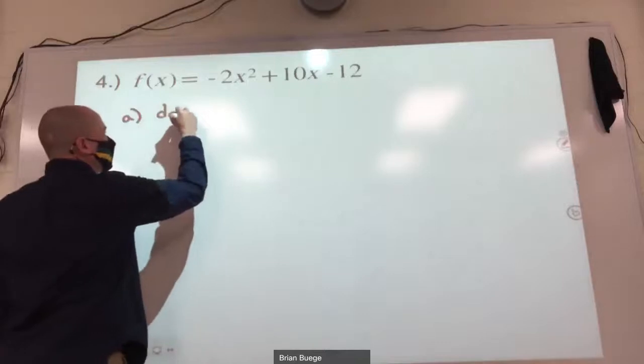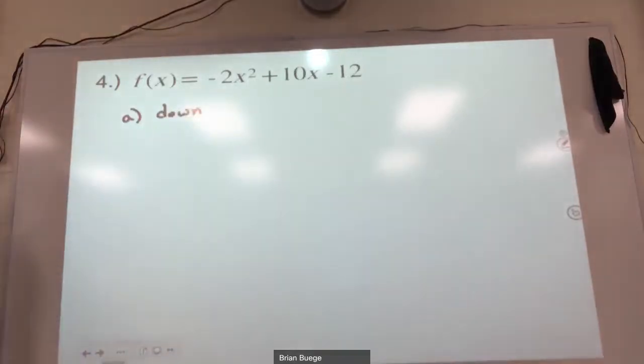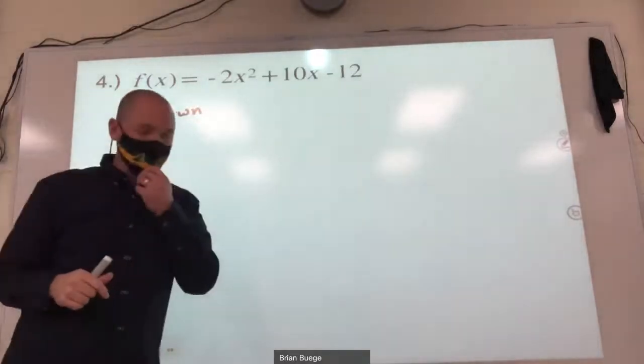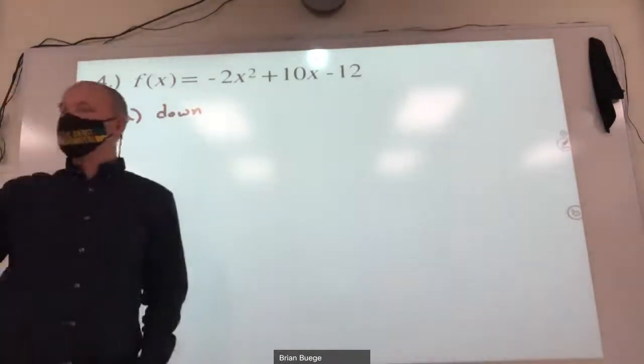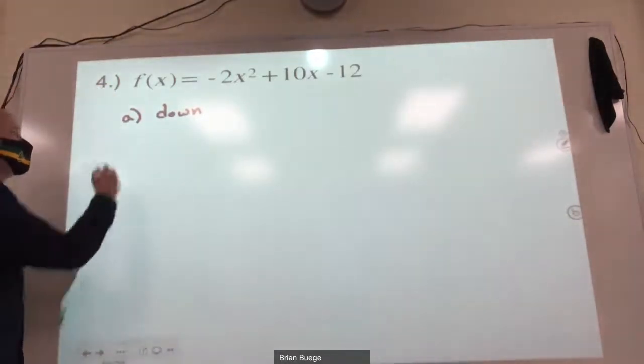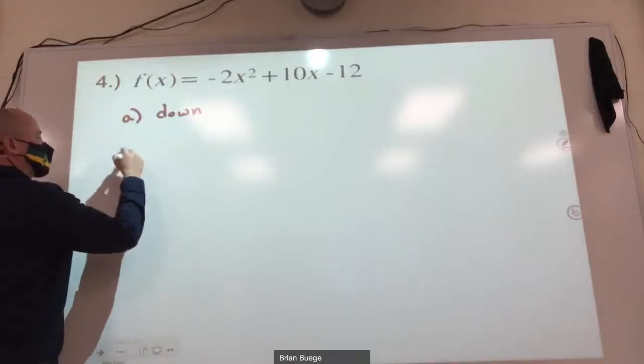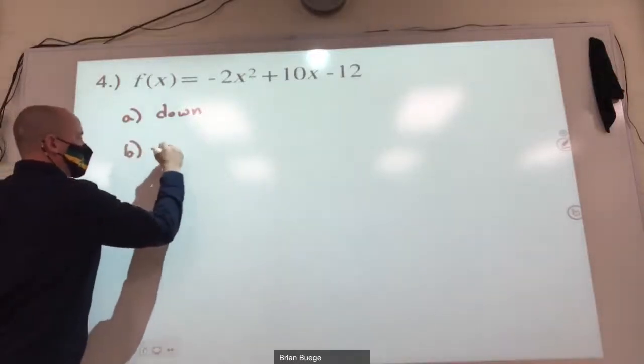There's your first part. If you were going to graph it, that's the whole point of why you find all of these different things, so that you can graph it accurately. I'm going to skip to the vertex next, because that's the most important point. I'll put that as part B.